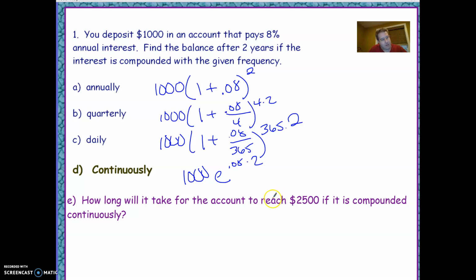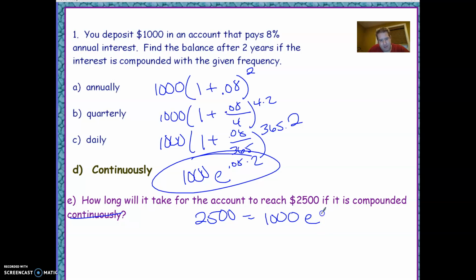How long will it take for the account to reach 2,500? Now I do have my calculator with me because I'm going to need a calculator for this lesson and the next. If it's compounded continuously, that's this one right here. So 2,500 equals 1,000 times e to the 0.08 times 2 power. First thing I would do is divide both sides by 1,000. Don't need a calculator for that. That's 2.5 equals e to the, now I'm also going to multiply these two, 0.08 times 2 is 0.16 power. And then, wait, sorry. I used 2 because it was here, but we're trying to figure out how much time. Sorry, so I'm going to put t for the amount of time.